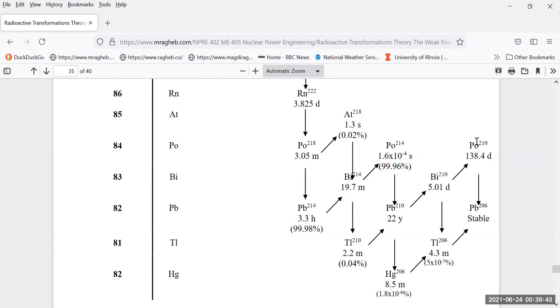Now, polonium 210 and lead 210 are solids. So in nature, if you have a tobacco plant, you'll find that the radon is emitted from the soil. It's a gas. It turns into a solid that deposits itself on the leaves of the tobacco plant.